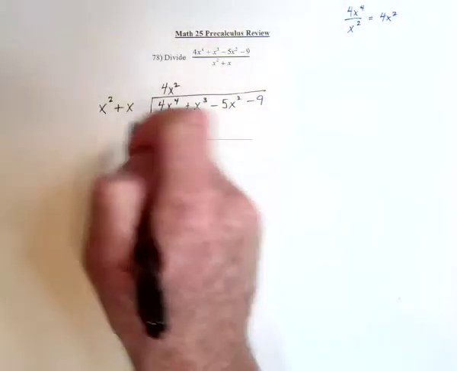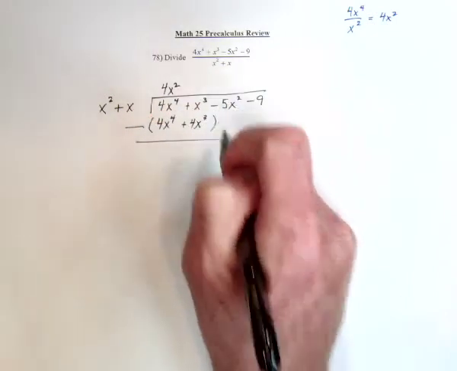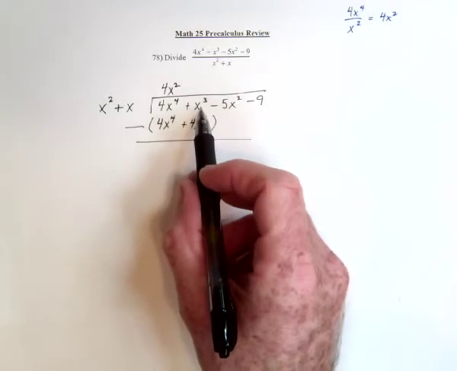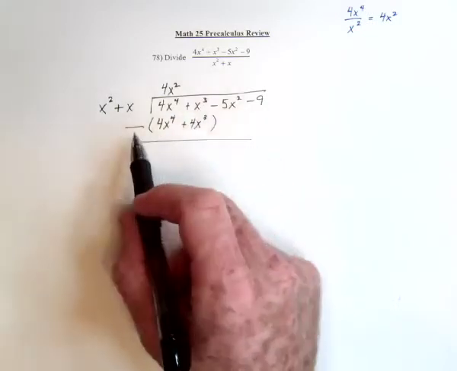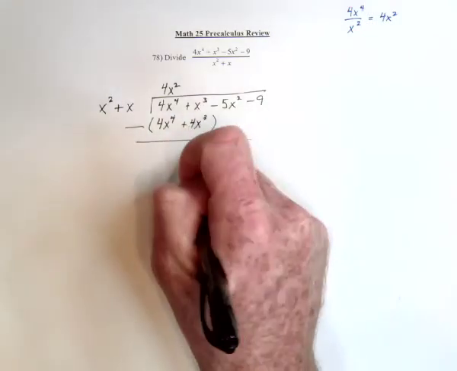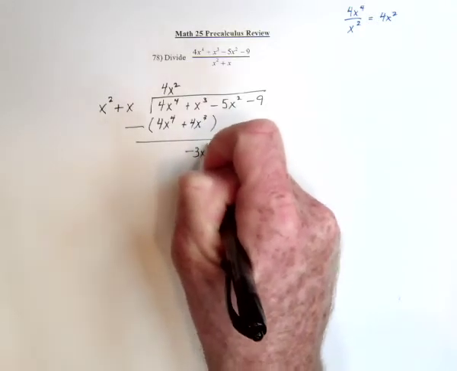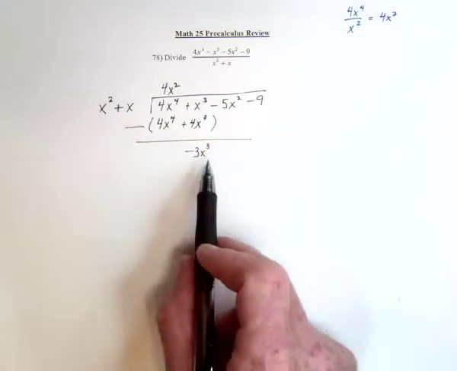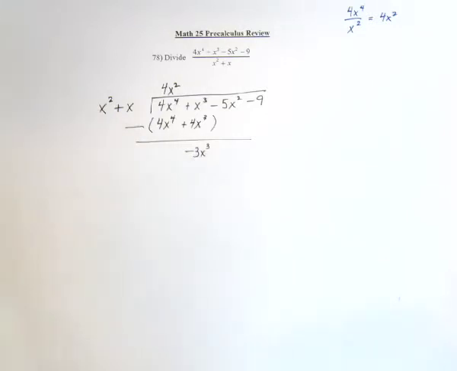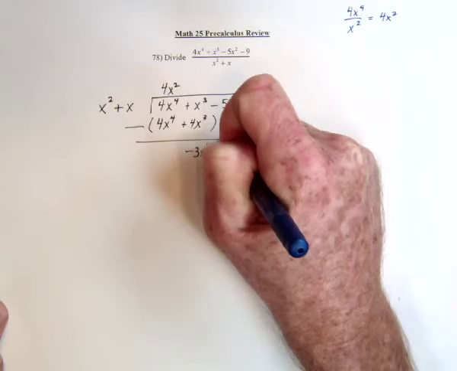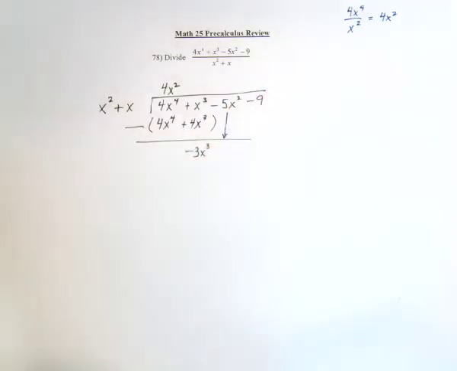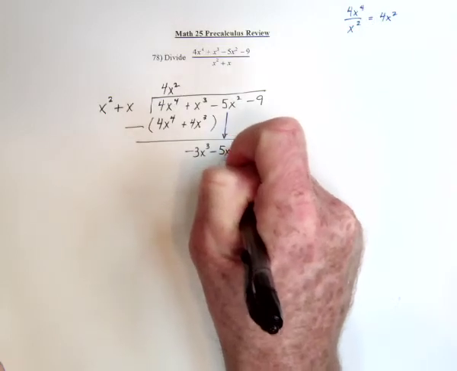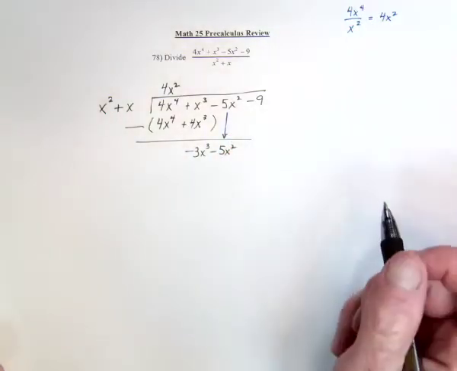And then subtract. So these will cancel. Here, make sure you're subtracting. An x cubed minus 4x cubed is negative 3x cubed. Whenever we have two terms over here, we should always be working with two terms over here. So the next thing to do is just carry down this term. And then we repeat the process.